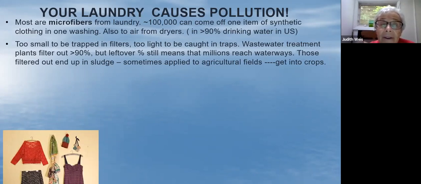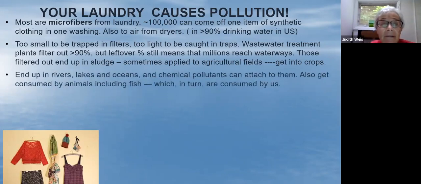When it is filtered out in a wastewater treatment plant, it ends up in the sludge. And sludge is often applied to agricultural fields as a fertilizer. And so that's one way it can get into our vegetables.